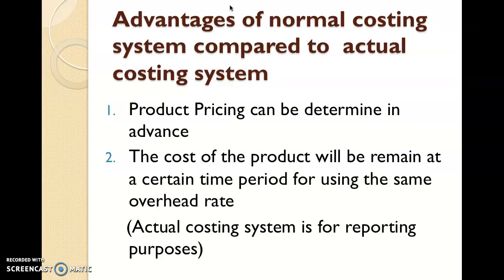Advantages of normal costing system compared to actual costing system. First, product pricing can be determined in advance. Second, the cost of the product will remain the same for a certain time period because the same overhead rate is used. Actual costing system is for reporting purposes.